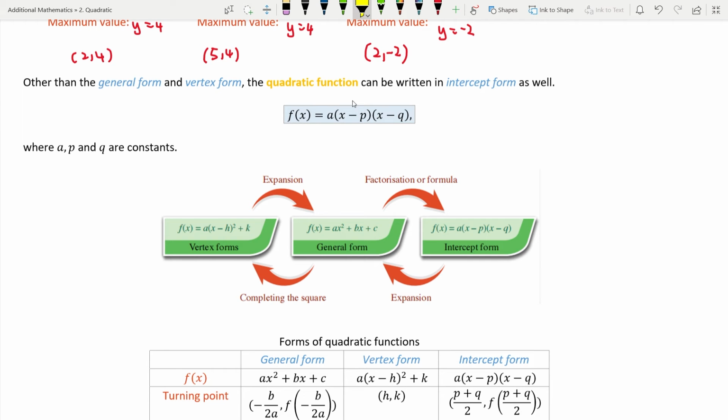If we perform expansion on the vertex form and intercept form, we will obtain the general form. If we perform factorization or the formula on the general form, we will obtain intercept form. Whereas if we perform completing the square on the general form, we will obtain the vertex form.